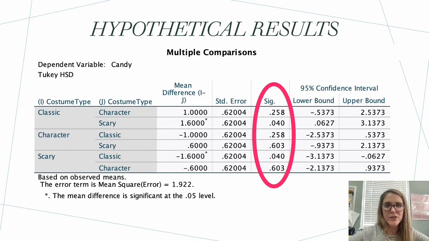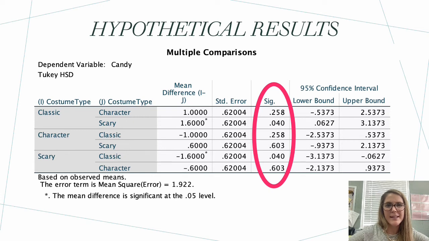So now we know that the difference found was statistically significant, but how do we know which costume type was actually the best, and was it better than all the others or only one? So to look at that, we look at the multiple comparisons that SPSS gives us. Again, we're looking for a p-value of 0.05 or less, and we only see that when comparing the classic costume with the scary costume. So what this is telling us is that the classic costume is statistically better than the scary costume, but not necessarily better than the character costume.